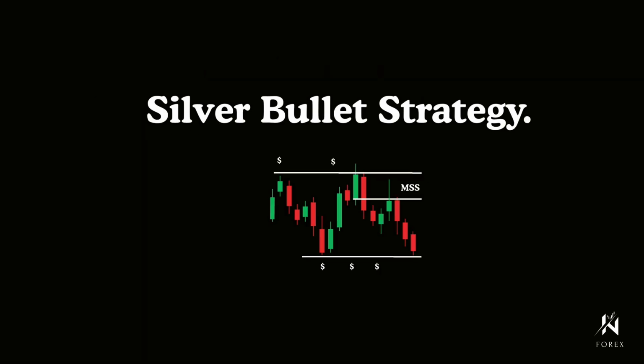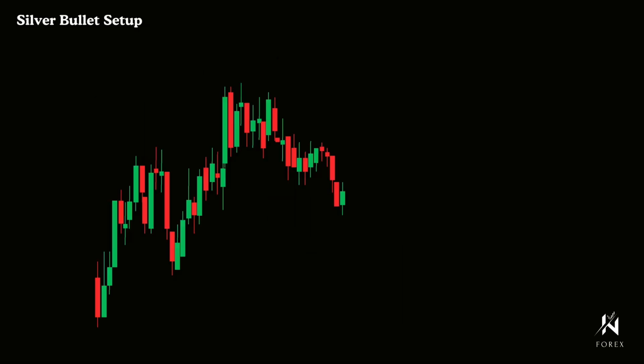Number 1 is the silver bullet trading strategy. This setup ranks among the most powerful smart money concepts. It blends liquidity principles, market structure shifts, and fair value gap entries into one cohesive approach.